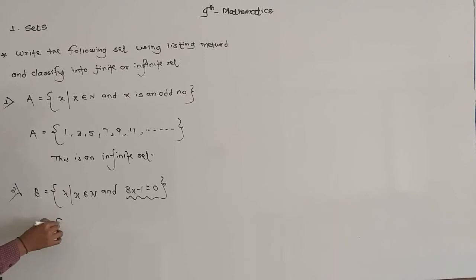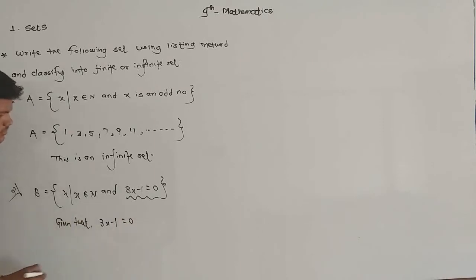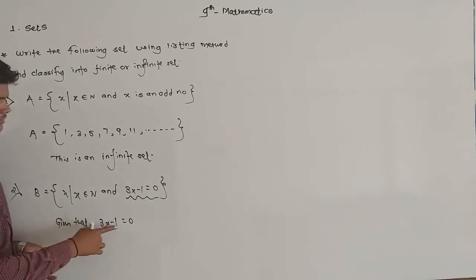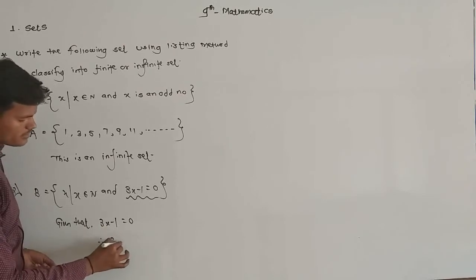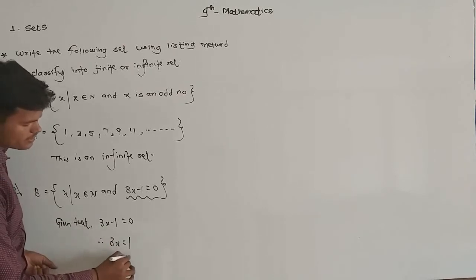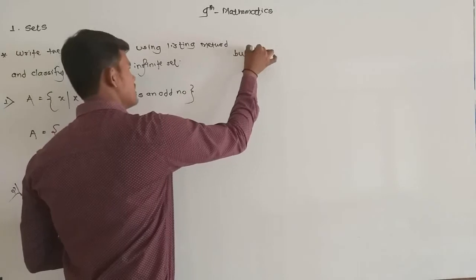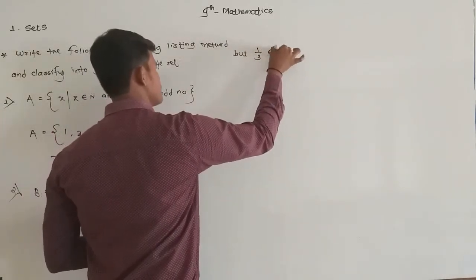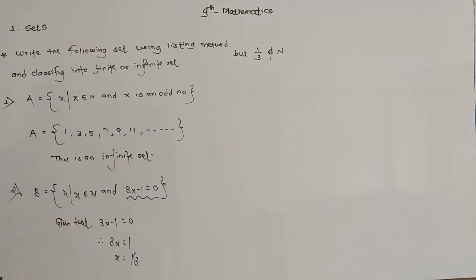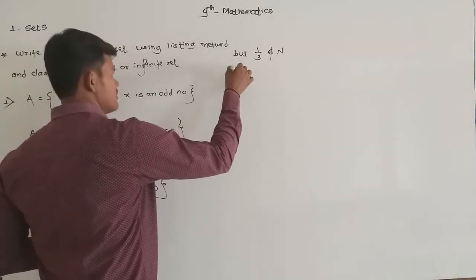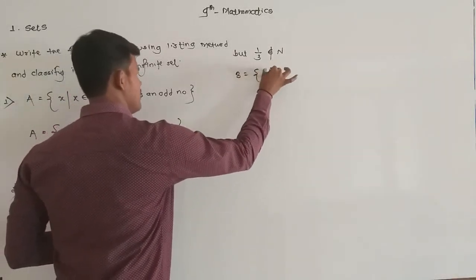Okay, so given that 3x minus 1 equals 0, this is an equation. To solve it, this minus 1 goes to the opposite side, so we get 3x equals 1. So here we have to find the value of x. So we get the value of x as 1 upon 3, but 1 upon 3 does not belong to natural numbers. 1 upon 3 is a type of fraction, it is a rational number, right? So 1 upon 3 does not belong to a natural number. That means set B is a null set.